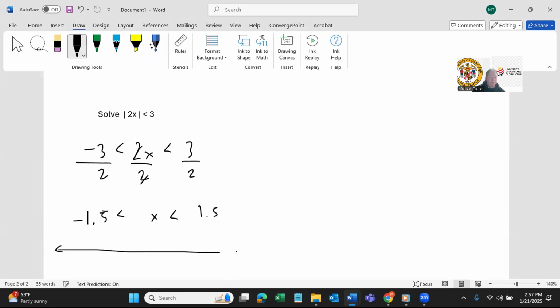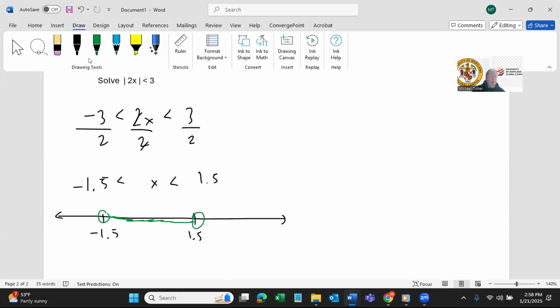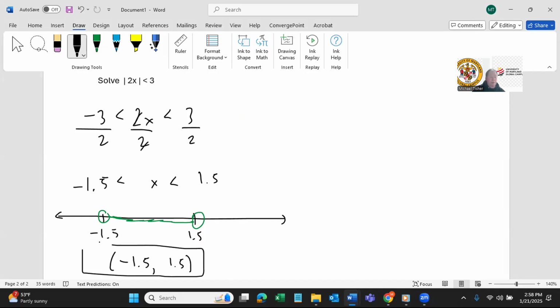Let's graph this. It's pretty much similar as before, except we'll have different numbers here, but a similar setup. And then use this graph to write the answer in interval notation. So parenthesis, negative 1.5, comma, 1.5, close parenthesis. And there we go. And that's how to solve an absolute value inequality where it's less than 3, or in general, less than any positive number.